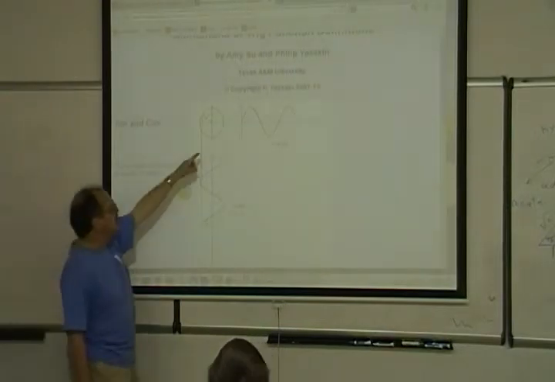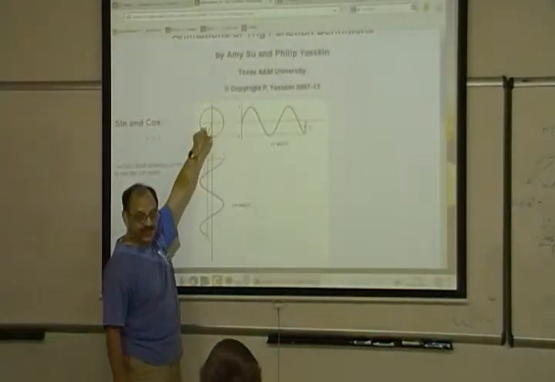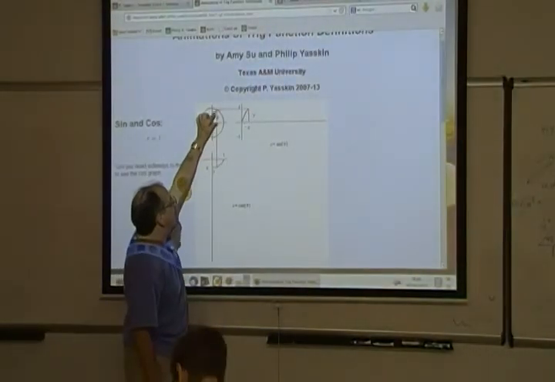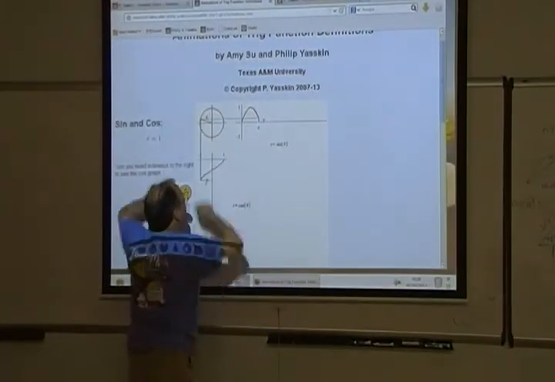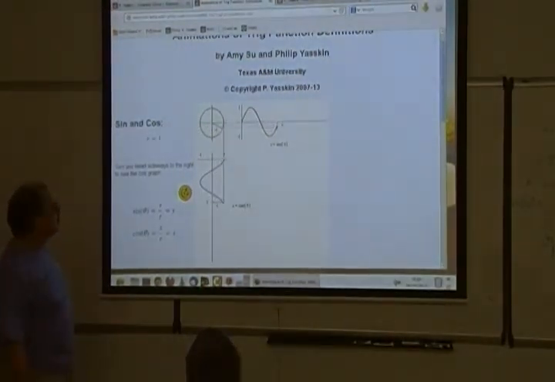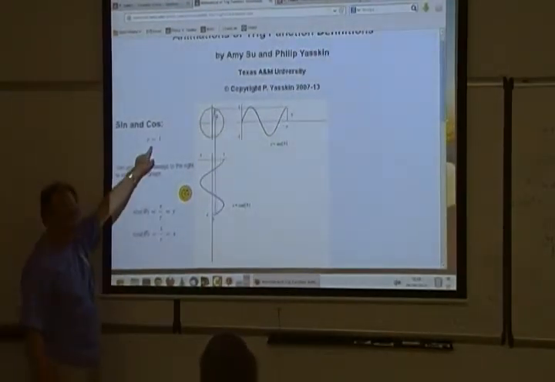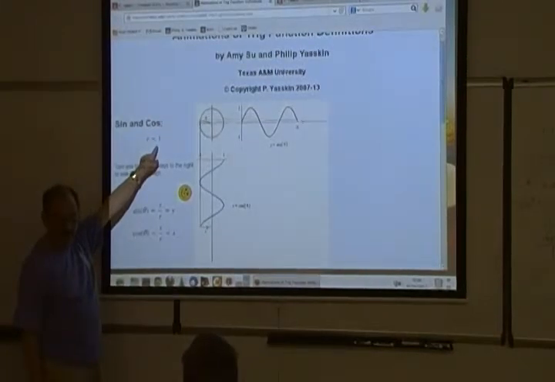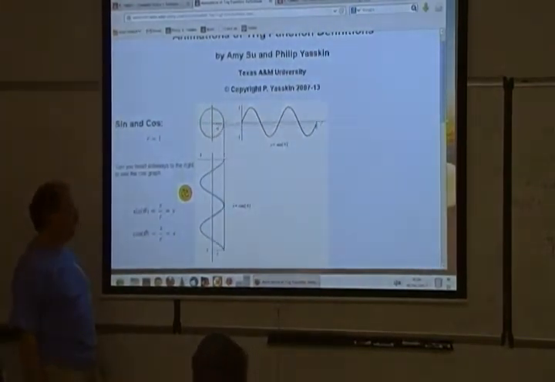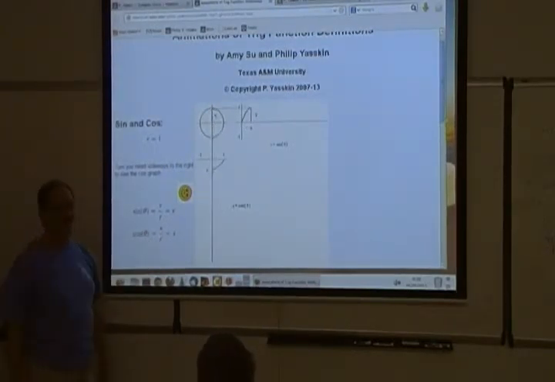Now, here is a circle. Here is a ray gradually going around. And theta is the angle between the x-axis and the ray. Okay? Now, I made the circle be radius 1. So that means when you have y over r, that's just y. When you have x over r, that's just x.